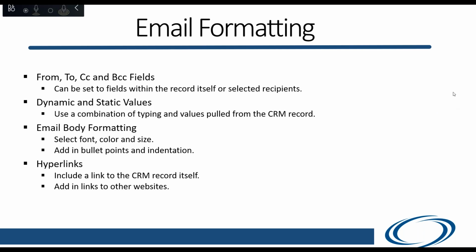And then this is just a brief synopsis of some of the things that you can format within your email. You can set from, to, carbon copy, and blind carbon copy. You can have both dynamic and static values. And you can do all sorts of formatting with font, color, size, and bullet points. The cool thing that a lot of people don't know when starting email workflows is that you can have hyperlinks in your email. You can link directly to the record itself in the CRM, so someone receiving an email can click on that link and go directly to the record within CRM, or you can add in links to other websites.